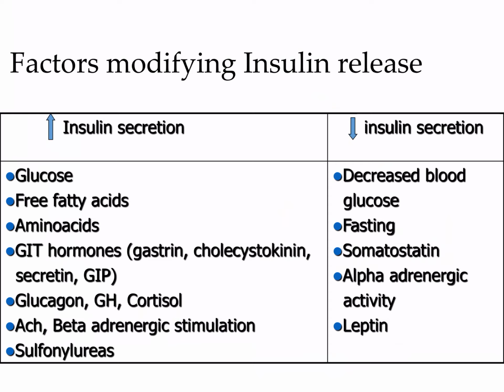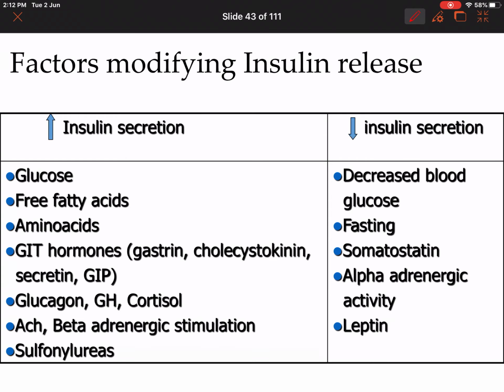So what are the factors which are going to modify insulin release? Those which increase insulin secretion: glucose, free fatty acids, amino acids, GIT hormones like gastrin, cholecystokinin, secretin, glucagon, growth hormone, cortisol, acetylcholine, beta adrenergic stimulation, adrenaline, sulfonylureas. Sulfonylureas are oral hypoglycemic drugs. The factors which are going to decrease insulin secretion: decreased blood glucose levels, fasting, somatostatin, alpha adrenergic activity, and leptin.